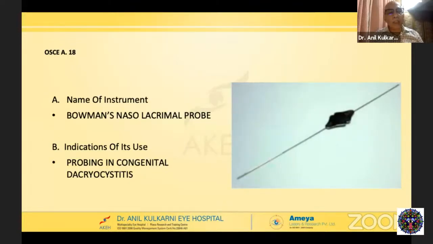Name of the instrument is Bowman's nasolacrimal probe. Now remember, you have to write down the full name. You can't simply say lacrimal probe when you are answering. Indication of its use is probing in congenital dacryocystitis.